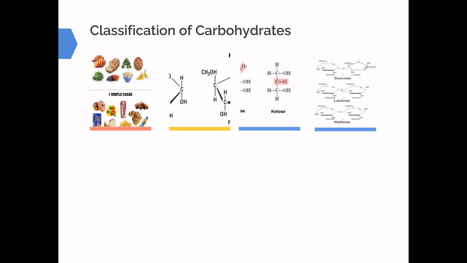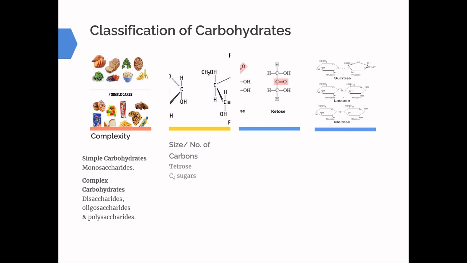Coming to the classification of carbohydrates, we have various criteria that are used for classifying them. The first one is based on complexity, which is classified as simple carbohydrates and complex carbohydrates. Monosaccharides are called simple carbohydrates, and complex carbohydrates include disaccharides, oligosaccharides, and polysaccharides.